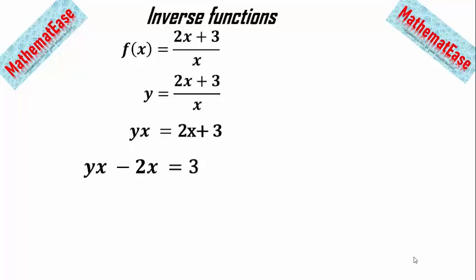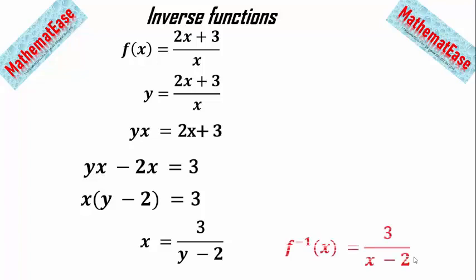Then I will factorize: x bracket y minus 2 is equal to 3. Then divide both sides by y minus 2. Then I will have x is equal to 3 over y minus 2. So f inverse of x will give me 3 over x minus 2.